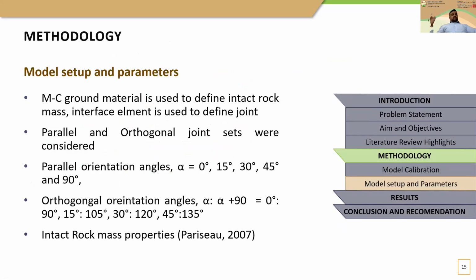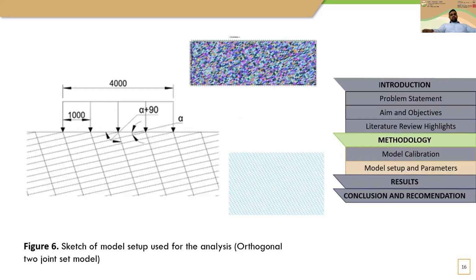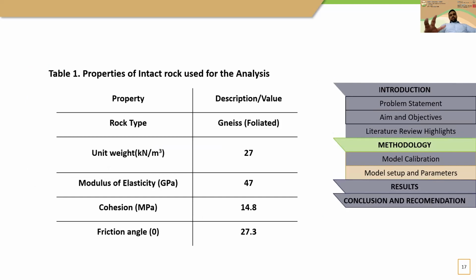So then the model setup. As you can see here, the orientation angles that we considered are for parallel and orthogonal joint sets, 2 joint sets and 1 joint set, which are 0, 15, 30, 45, 90. And for the orthogonal joint sets, the same angles with the counterpart of 90 degrees. The Mohr-Coulomb material was used to represent the joint and the intact mass. You can see the typical sketch of the model setup. This is the joint, the intact rock mass, and the parameters that we have used.